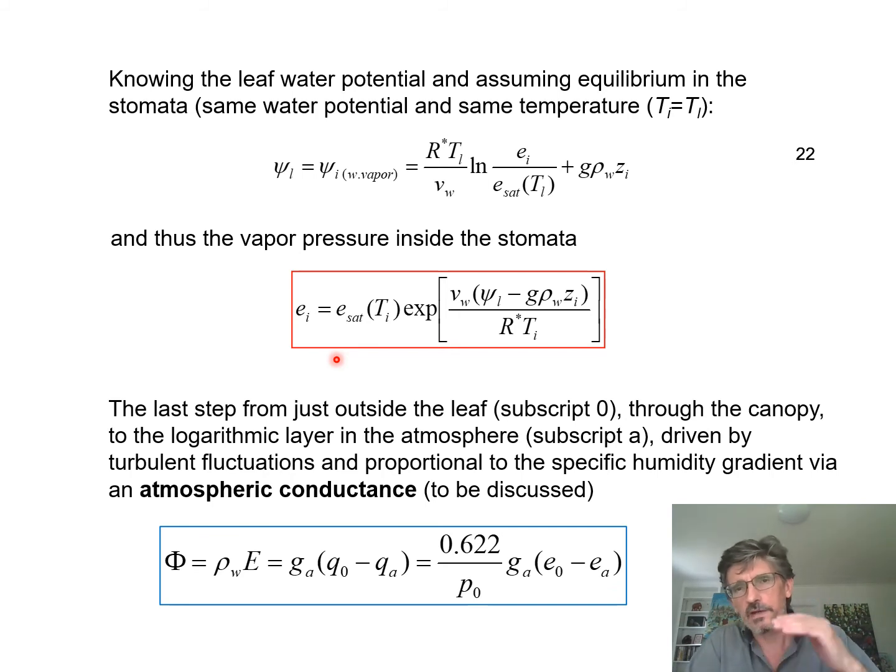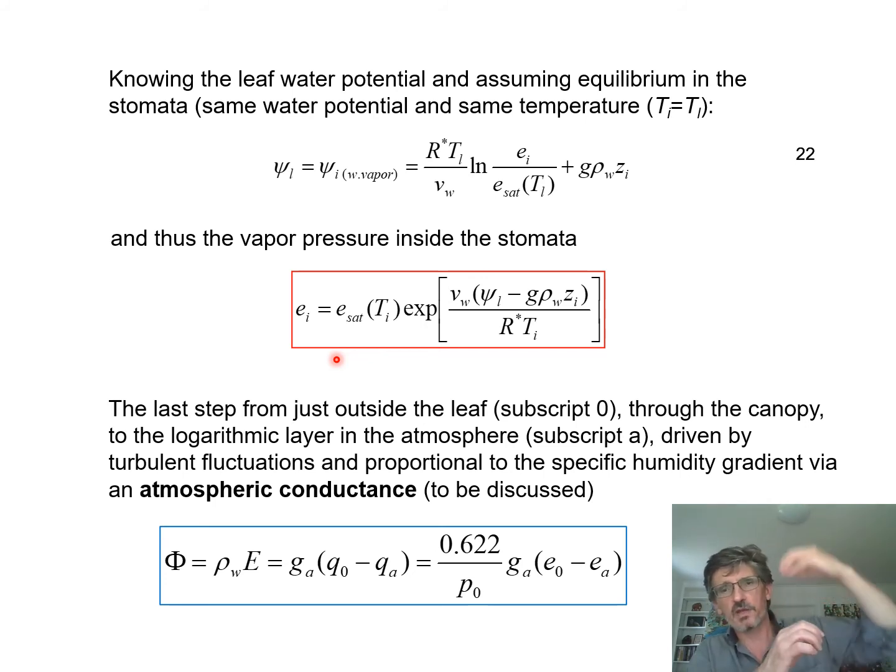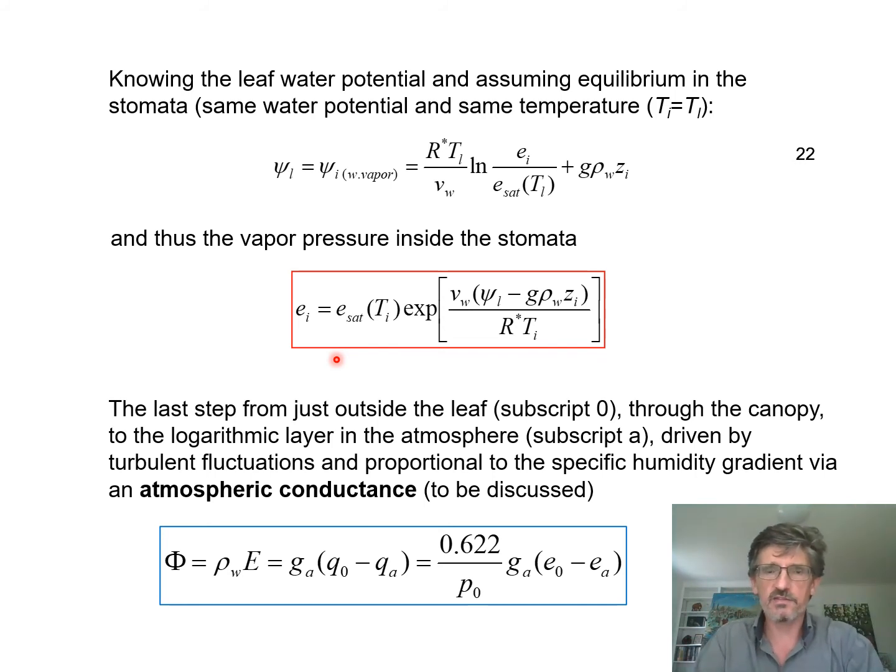So we are now, as I told you, ready to go from the evaporation from the mesophyll to the inside of the stomata, Fickian diffusion to just outside the leaves. Now the water vapor has to leave the canopy and go outside of the canopy. The last step will be to get this final transpiration as the atmospheric conductance times the gradient of specific humidity between Q naught, which is just outside the leaves, and QA, someplace in the atmosphere. We'll see that's a logarithmic layer we'll talk about later on. And this is proportional to a conductance, which is called the atmospheric conductance, which we'll discuss later on in two or three lectures.